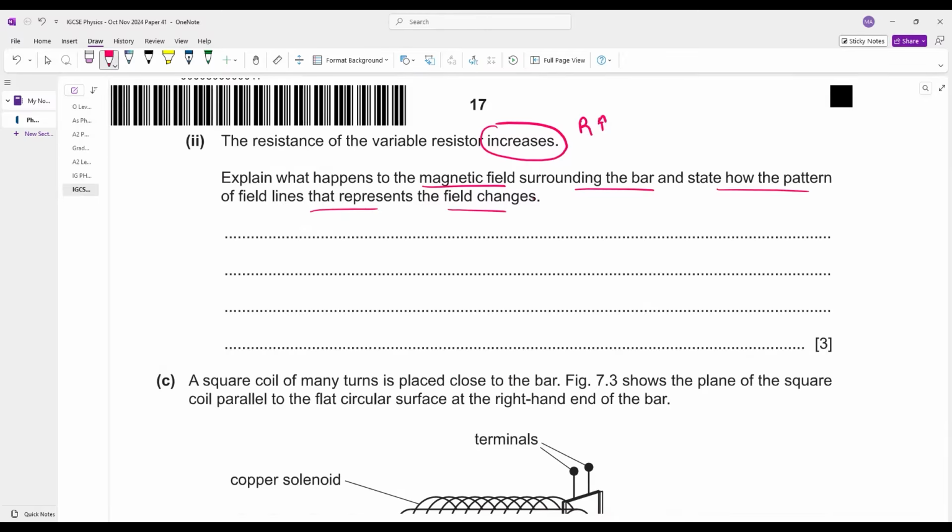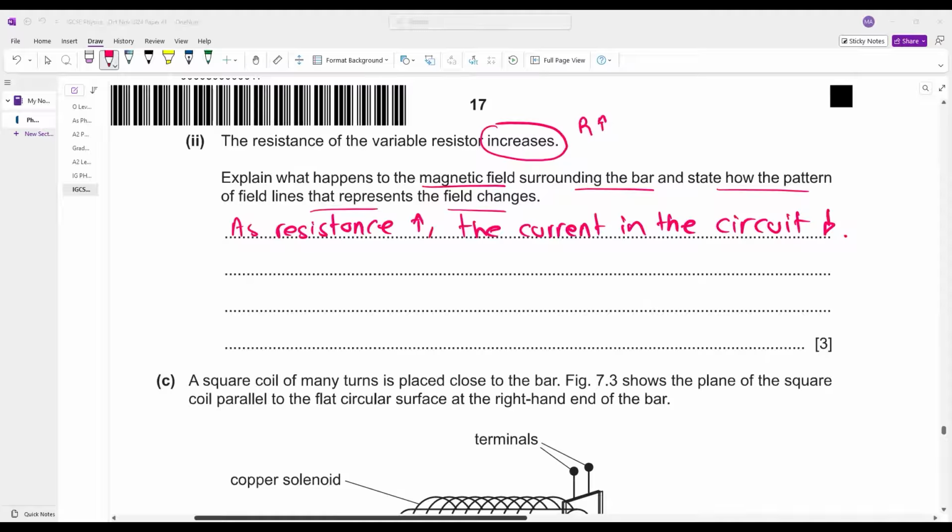So you will say, as resistance increases, the current in the circuit decreases. As the current in the circuit decreases, क्या होगा? हाँ जी, करंट इन द सर्किट जैसे ही डिक्रीज होगा, क्या होगा बेटा?